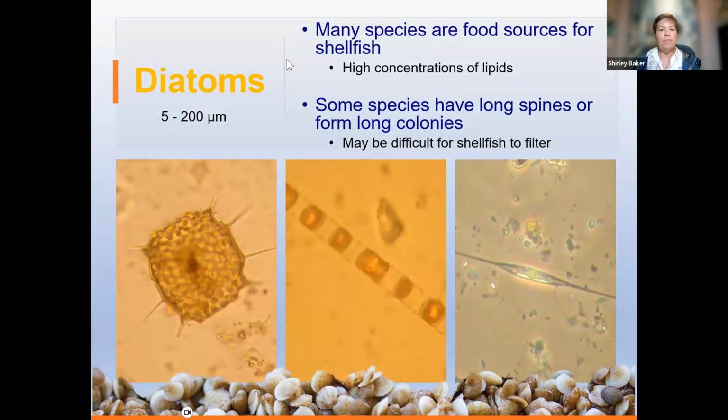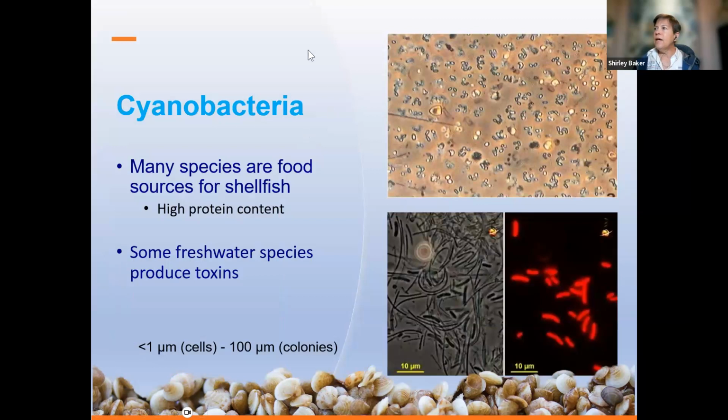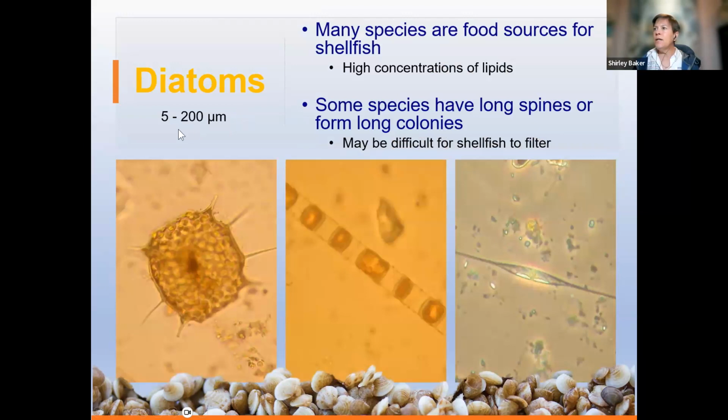Diatoms are another big group. Many of these species are also very good food for shellfish. They have high levels of lipids or fats in them. Some, however, do have long spines, like this one here, or they form long colonies attaching together. And so those might be difficult for shellfish to filter. Diatoms are 5 to 200 microns.